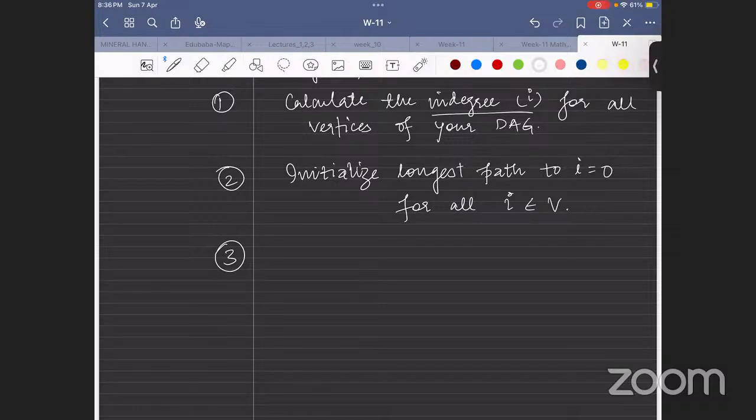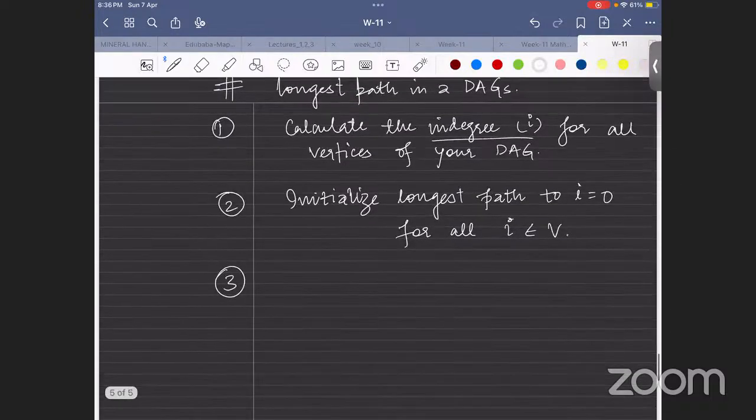Now let's deal with how to calculate the longest path in a DAG. So we were just discussing that if you have been given a directed acyclic graph, the first step is to calculate the in degree for each of the vertices. Then you initialize the longest path to each of the vertices as 0. Because till now we don't know how to reach any of the vertices, that's why we have initialized it to 0. Okay.